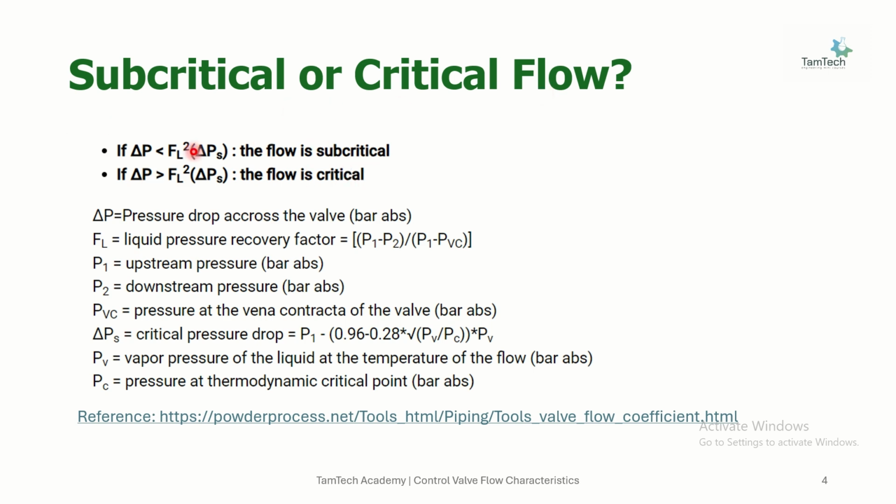It could be a bit complex at first sight, but it's really simple. If your delta P is less than FL squared times delta P_S, then the flow is subcritical, but in the opposite case, it's critical.